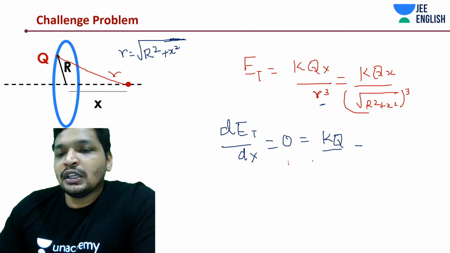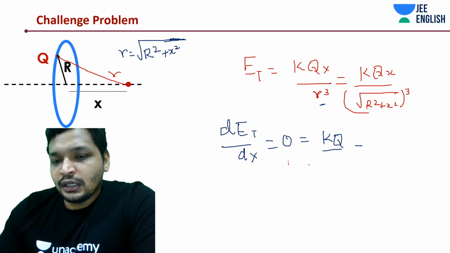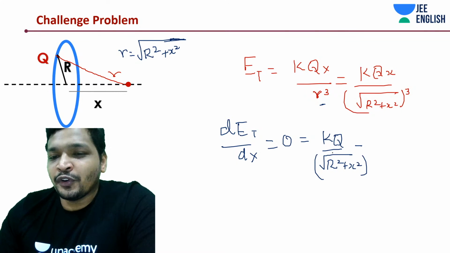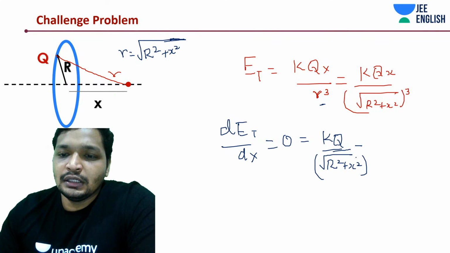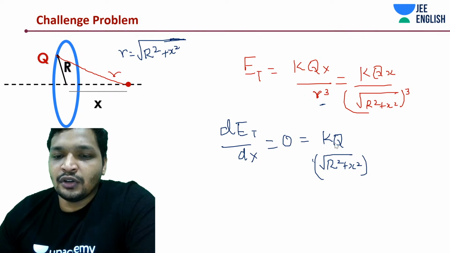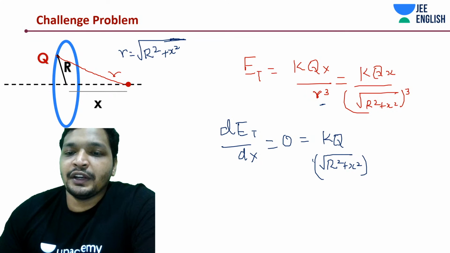We've got kq divided by the denominator, and on the numerator we need to differentiate the second term. Probably most of you already got the answer. It's not a big deal. This differentiation is not at all a big deal for you. You can differentiate it and find it out.